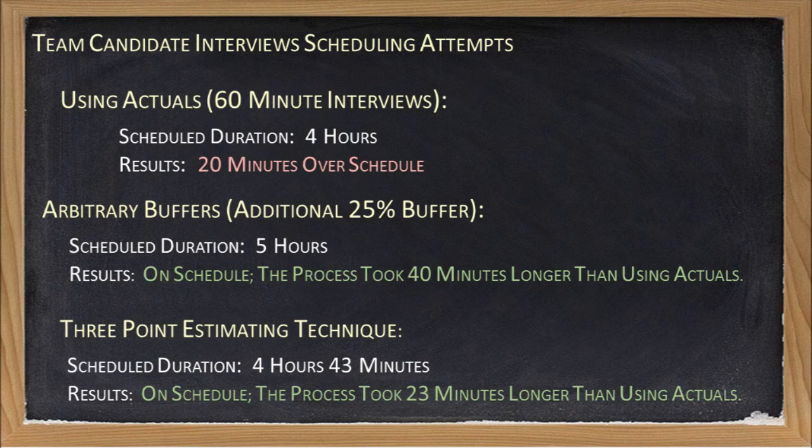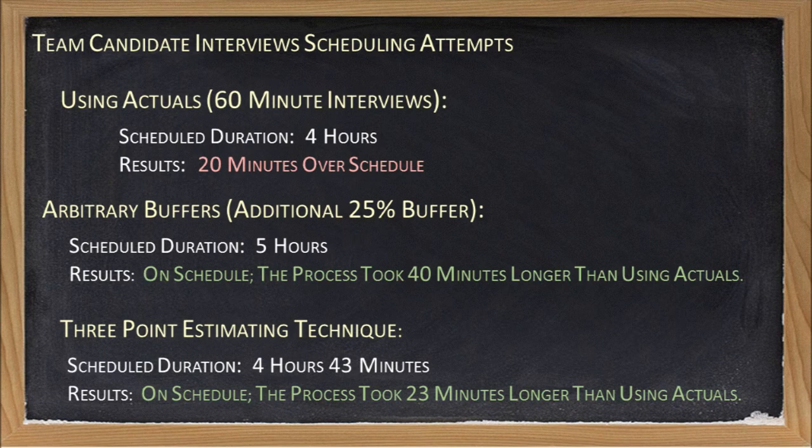Next, we tried arbitrary buffers. With our arbitrary buffer approach of simply adding 25% buffer to each task, we were able to stay on schedule, but the overall duration of the process took 40 minutes longer than if we had simply used the actuals. While we did manage to stay on schedule, explaining the need for such arbitrary buffers can be difficult to justify to the project stakeholders, and rightfully so.